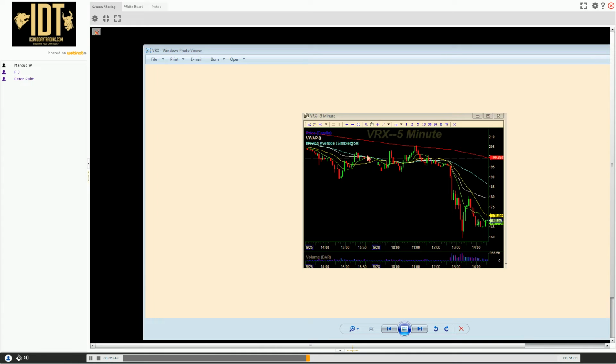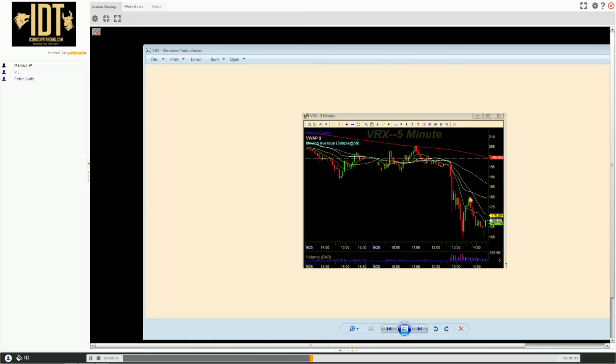VRX. This is from a while ago, I think. Again, well, no, maybe this is the same day. This was the same day. And now I know exactly why I wanted to show you this. Simple trend line break. Faded down. Which I usually don't play these. I usually play them off of VWAP on the second leg down.